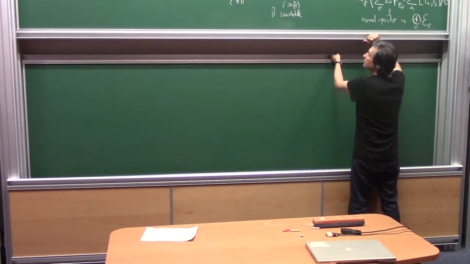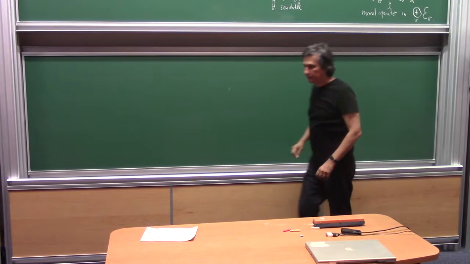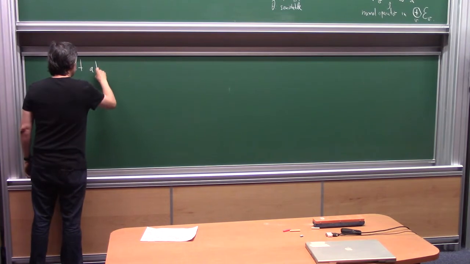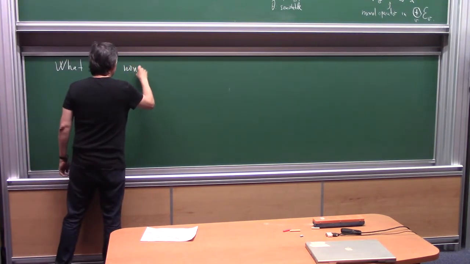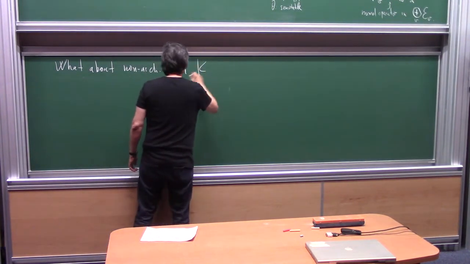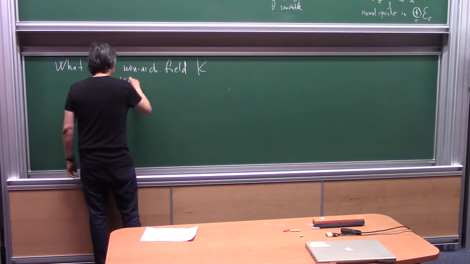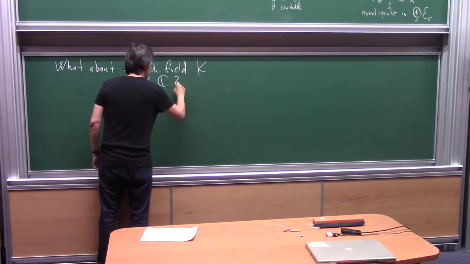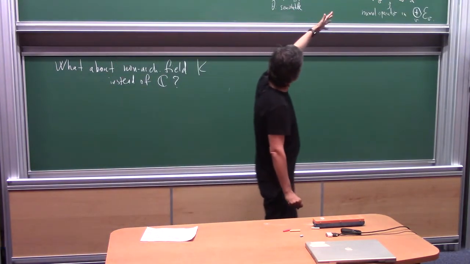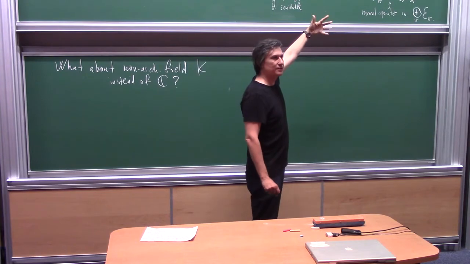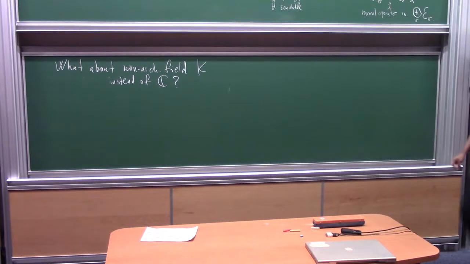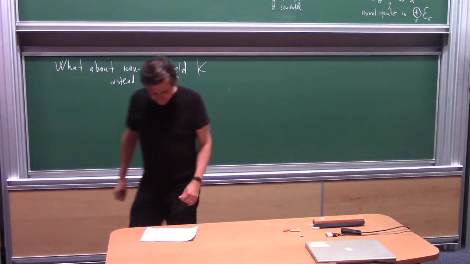So we have this simple result, and now what about a non-Archimedean field K instead of C? By the way, such things I will call something like harmonic norms. They are the harmonic representatives.